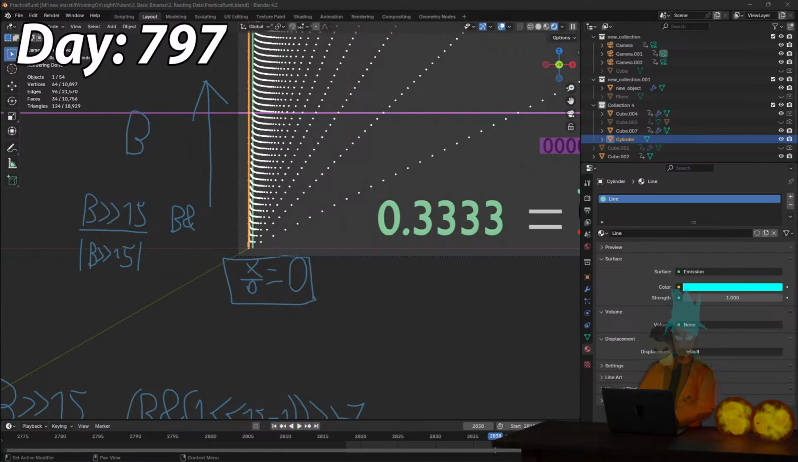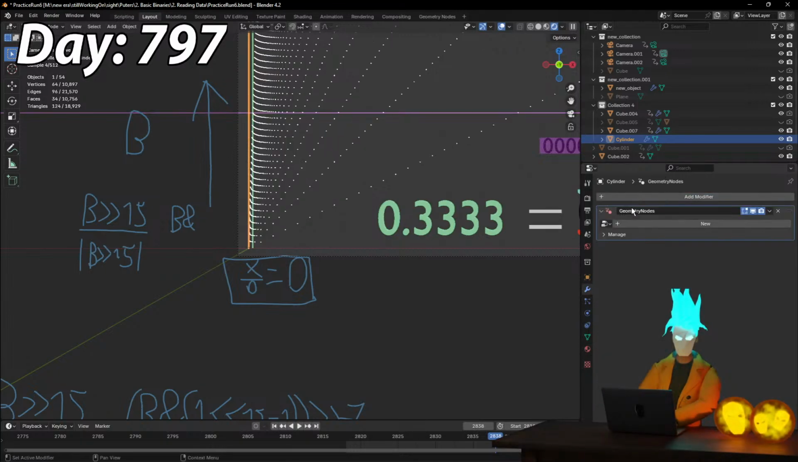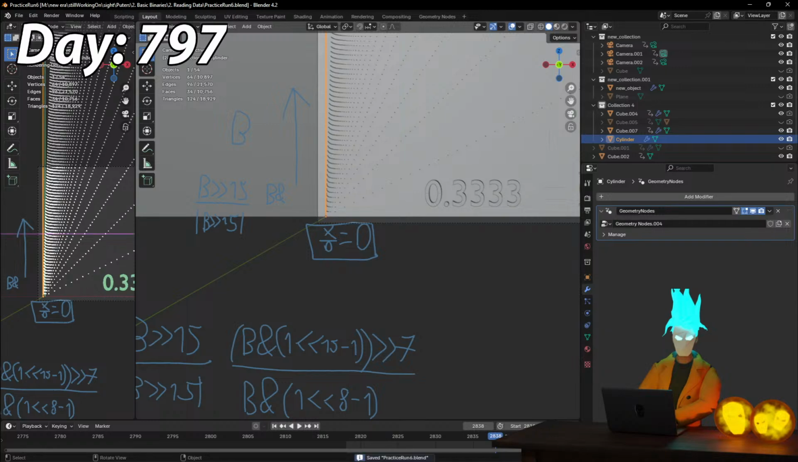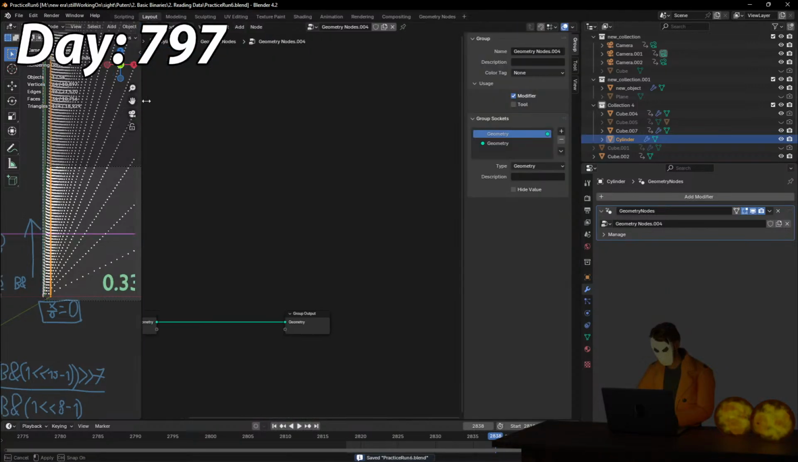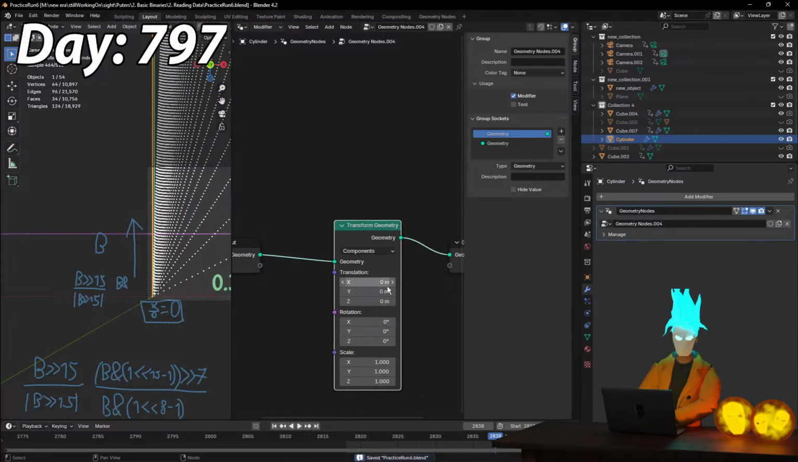You're welcome. Oh, okay. So basically, I might need geometry notes for this. So basically, we have our cylinder, right? Now this cylinder will want to transform.